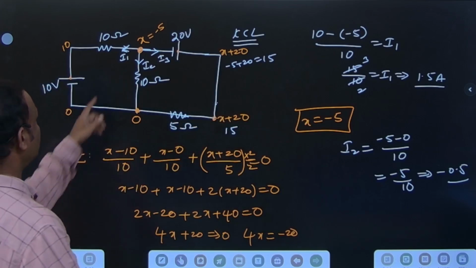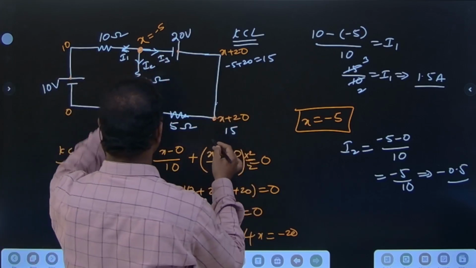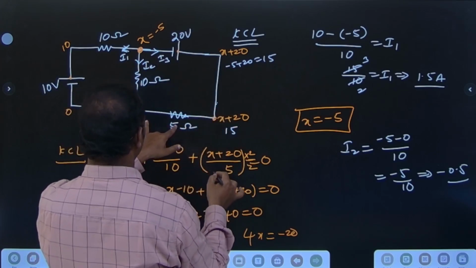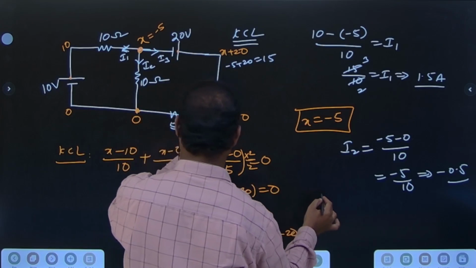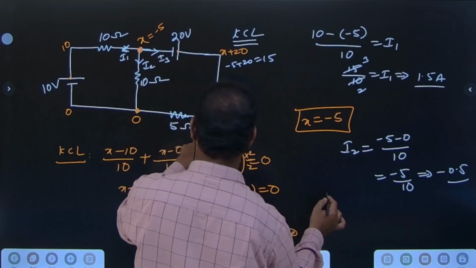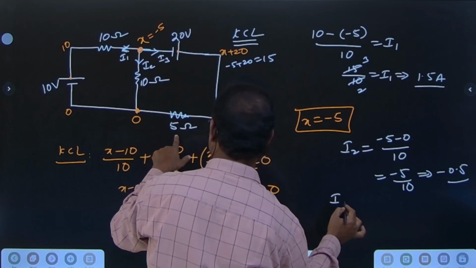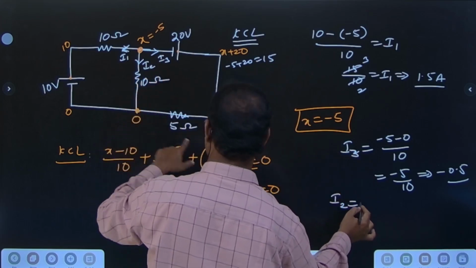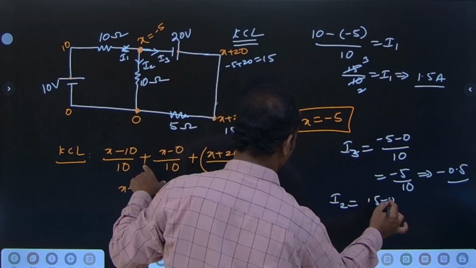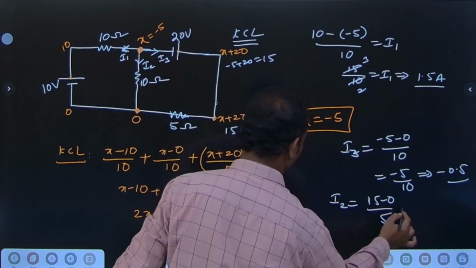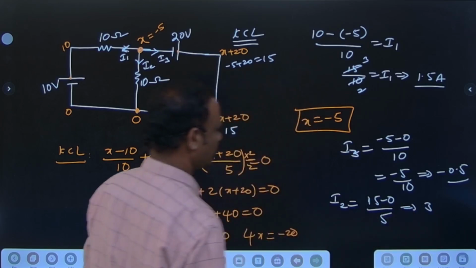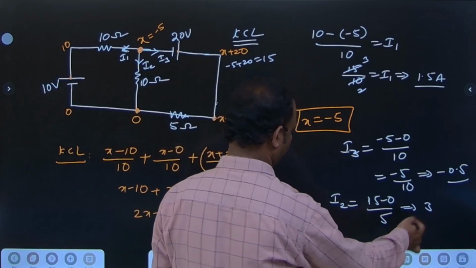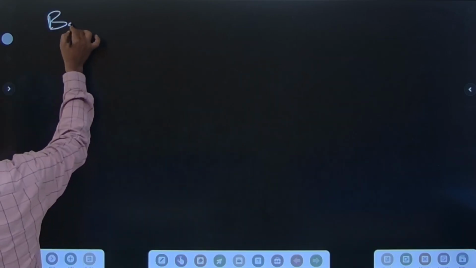Okay. Next, if you think about this one, what is there here? This is the current, correct? So what will be the current here? x plus 10 minus 0, x means 15. This is I2 now, this is I3. So I3 is equal to 15 minus 0 by 5. So what is this? It's 3. 15 minus 0 by 5 is 3.